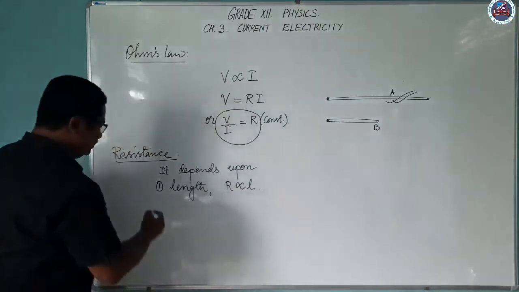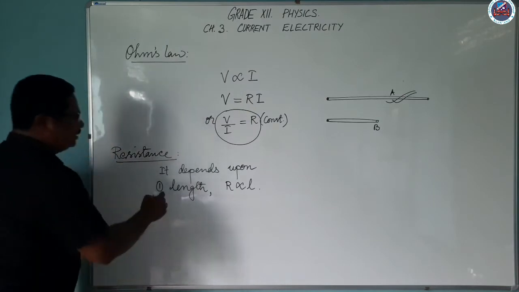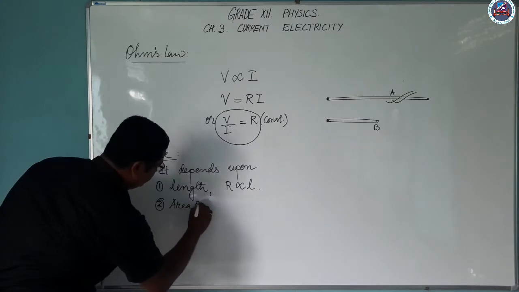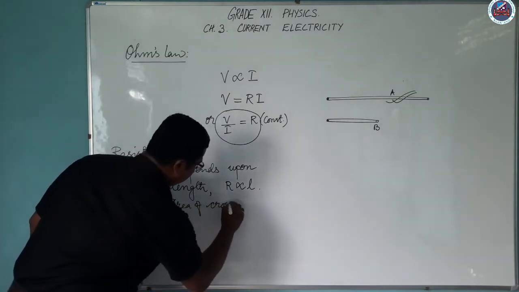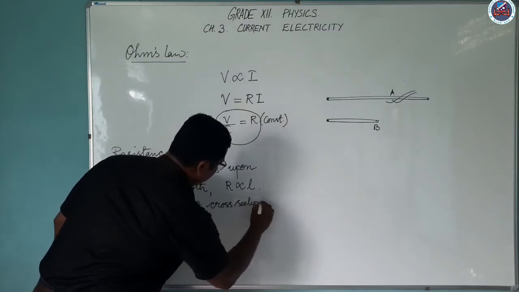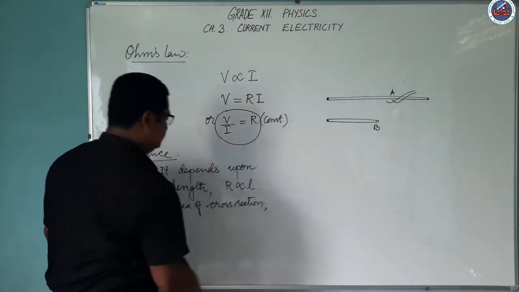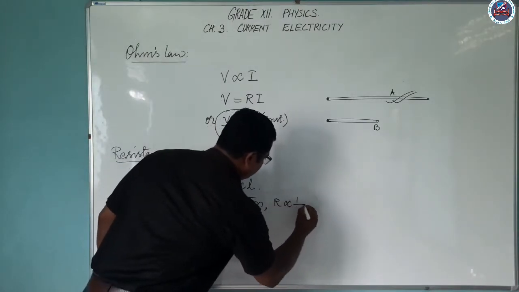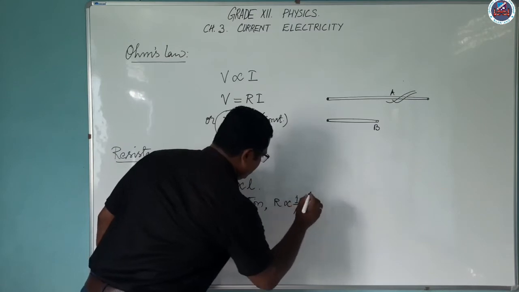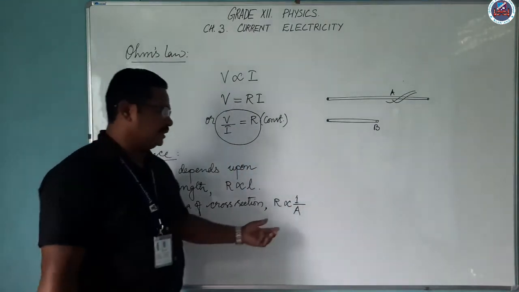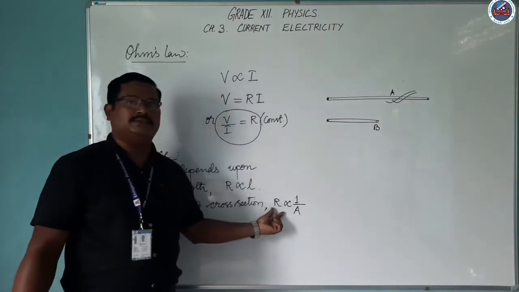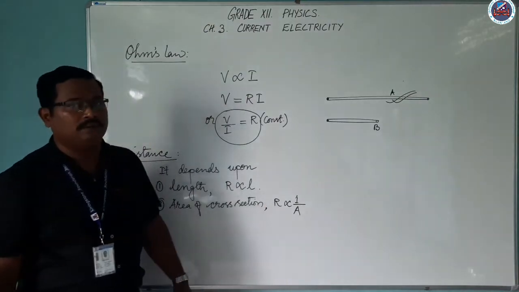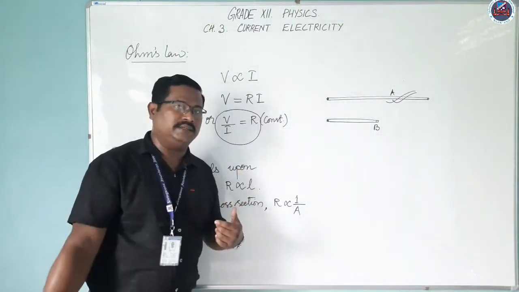Secondly, let us see on what factor it depends. It depends upon the thickness, or we call it the area of cross section, which we write as A. How does it depend? Resistance depends inversely on the area of cross section, 1 by A. If the area of cross section is more, the resistance will be less, and if the area of cross section is less, then the resistance will be more. One side increasing, the other side must decrease.